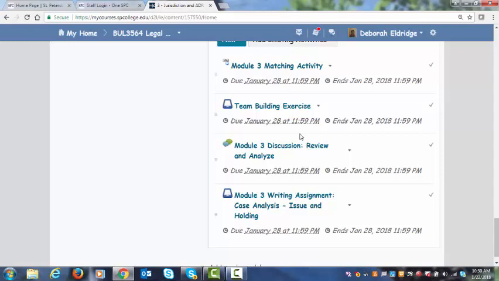And then you have your Module 3 writing assignment, which is basically to pull the issue and holding out of the case that we started analyzing last week and go from there. And you do want to follow the format of issue and holding. So you want to label the first part issue, colon, and then state what you believe the issue of the case is, and look at the overall issue. Don't look at the little trees in the forest.